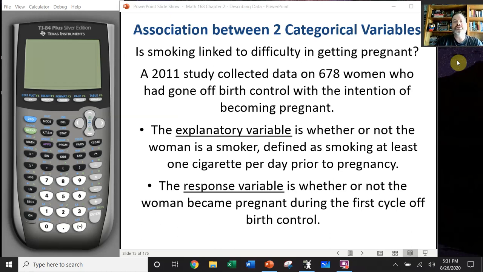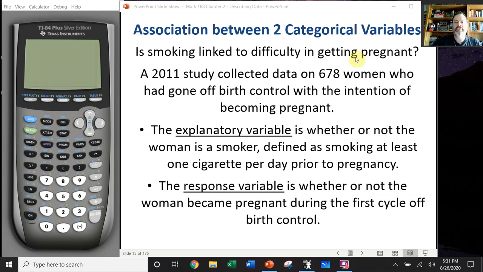Is smoking linked to difficulty in getting pregnant? A 2011 study collected data on 678 women who had gone off birth control with the intention of becoming pregnant. The explanatory variable is whether or not the woman is a smoker, defined as smoking at least one cigarette per day prior to pregnancy, or attempted pregnancy. And the response variable is whether or not the woman became pregnant during the first cycle off birth control. So this is a very interesting study. You can see how the data were collected here.